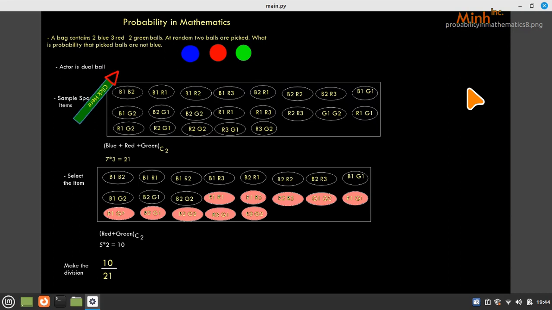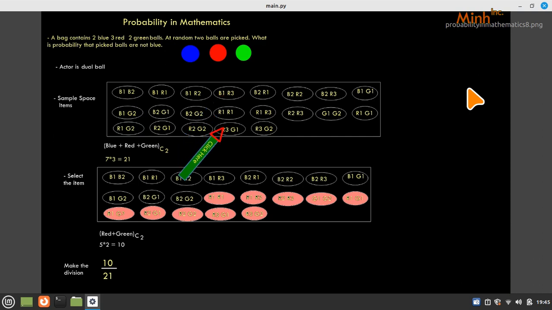Who is the actor? Dual ball. We are picking 2 balls. Okay, so 2 balls are actors. If they are the actors, now we have many items, and in each item we have 2 balls. Ball 1, ball 2, blue 1, blue 2, blue 1, R1, blue 1, R2, blue 1, R3, blue 2, R1, blue 2, R2, like that. Okay, so in every pick, it becomes one item, and each item is like this.